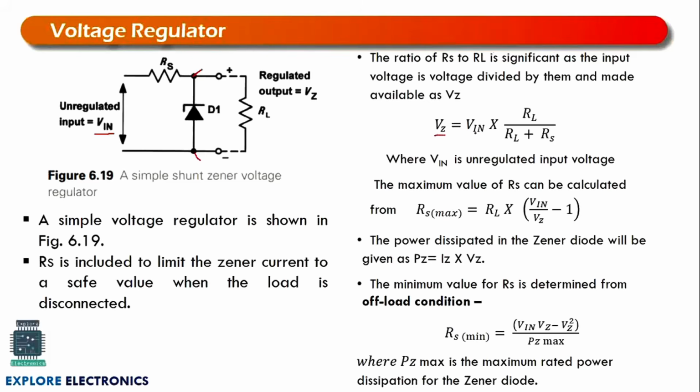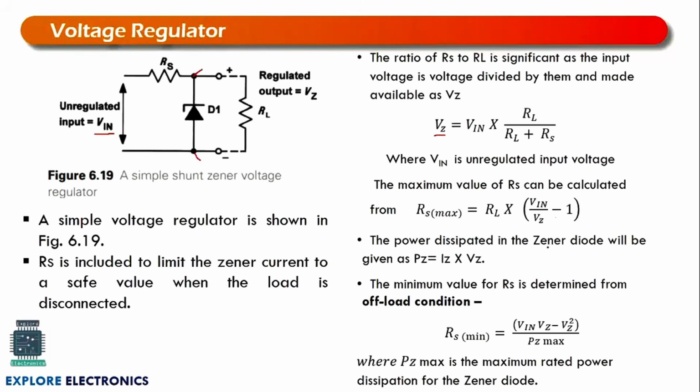It can be written as Vin into RL divided by RL plus RS. RL is the load resistance and RS is the input resistance. We need to choose this RS carefully. We need to understand the maximum value of RS we can give. The maximum value of RS is RS maximum equals RL into (Vin divided by Vz minus 1).